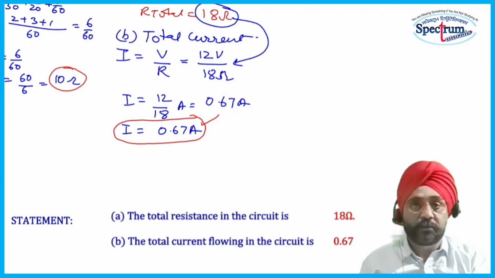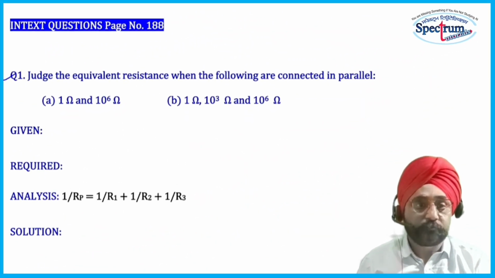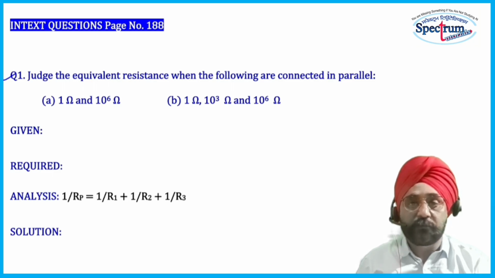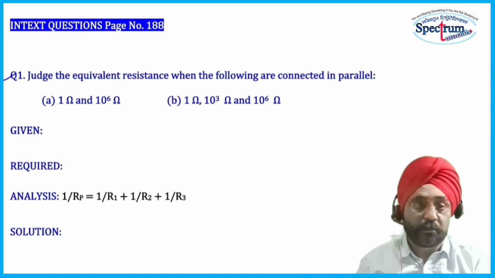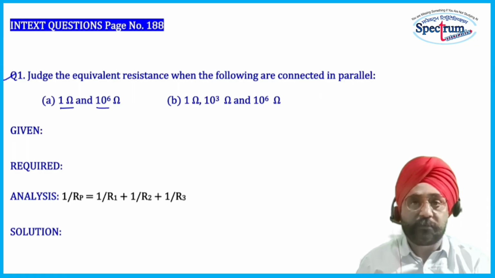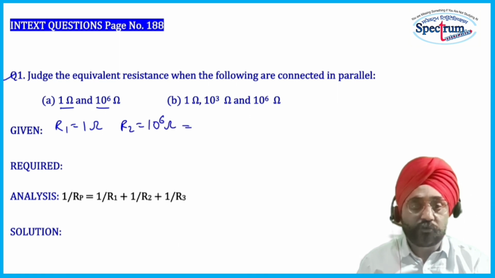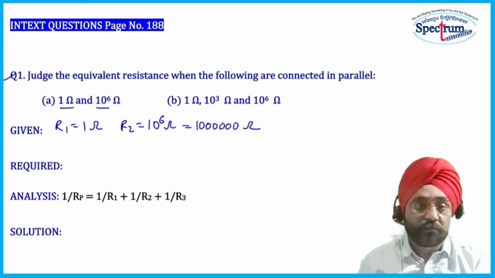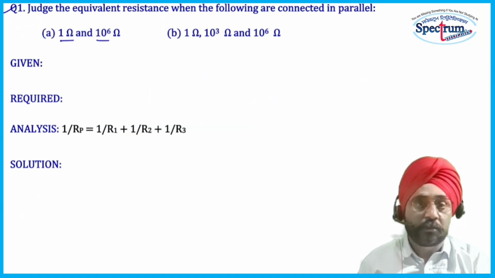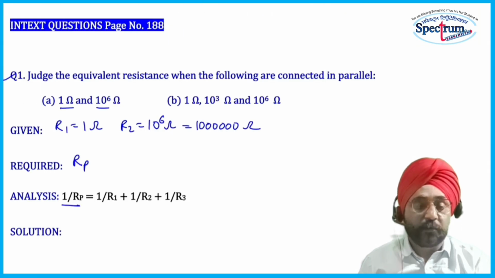In-text question: judge the equivalent resistance when the following are connected in parallel. 1 ohm and 10 raised to the power 6 ohm are connected in parallel. So given, R1 is equal to 1 ohm, R2 is equal to 10 raised to the power 6 ohm. 10 raised to the power 6 means this much ohm. Rp, resistance in parallel. Analysis, solving B part.